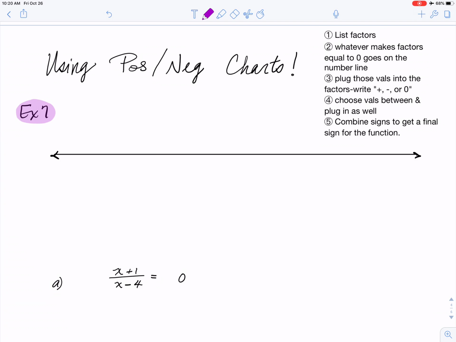So the first thing that you're going to do, as you'll notice in this how-to list over here, is make a list of the factors in the function, whether it's on top or on bottom. So we have two factors. We've got an x plus 1 that's on top. We have an x minus 4 that's on bottom.